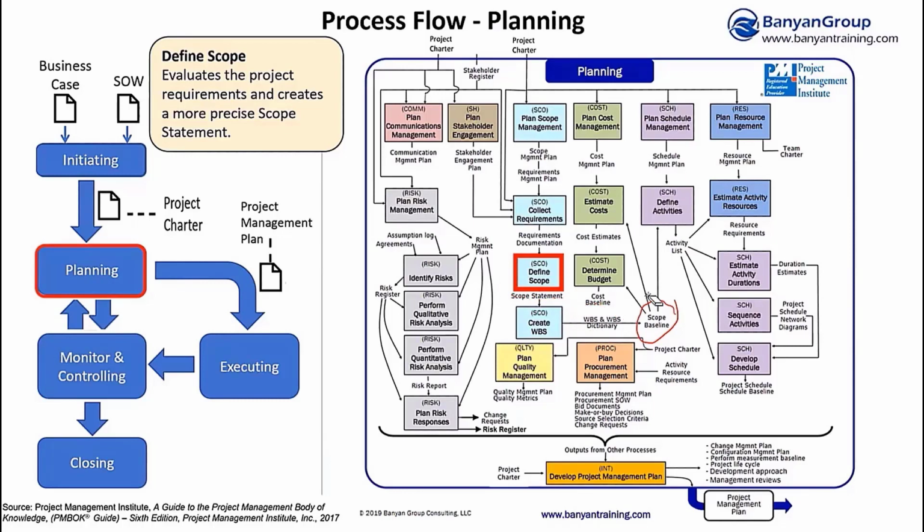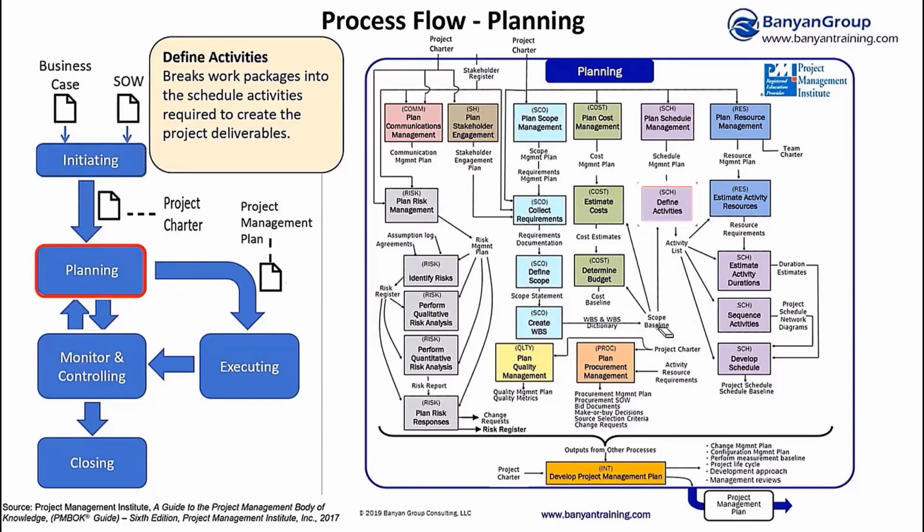We have a scope baseline, and now we need to transition into schedule management and see if we can create a schedule baseline. Then we move to plan schedule. That's where we create our schedule management plan. Okay, now we have our schedule management plan as an output, and that's the how-to document for how we're going to do schedule management and build the schedule for our project.